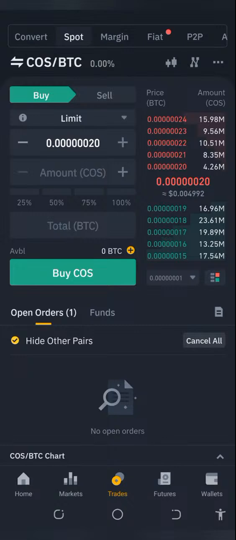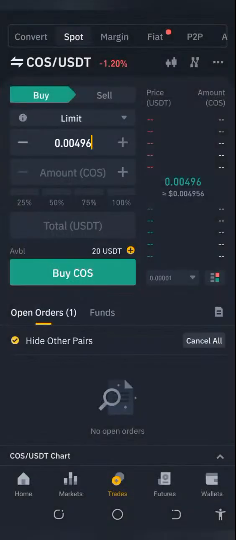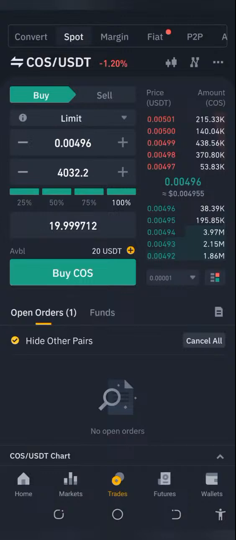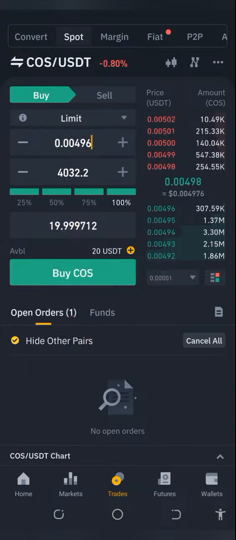Once everything is in sync, all we have to do is transfer this. We buy it. Let's assume that it's actually COS USDT. Let's use COS USDT. You have to buy that exact amount. Once you do that, you take it over, withdraw it from here, and take it over to the platform that has a higher price. And that's where you sell it for profit. Simple. That's how you make money doing inter-exchange arbitrage. But we go in depth, in detail, in the income strategies course.